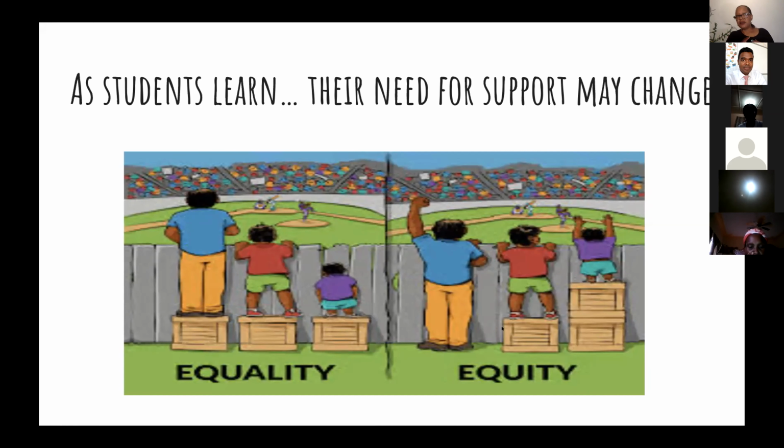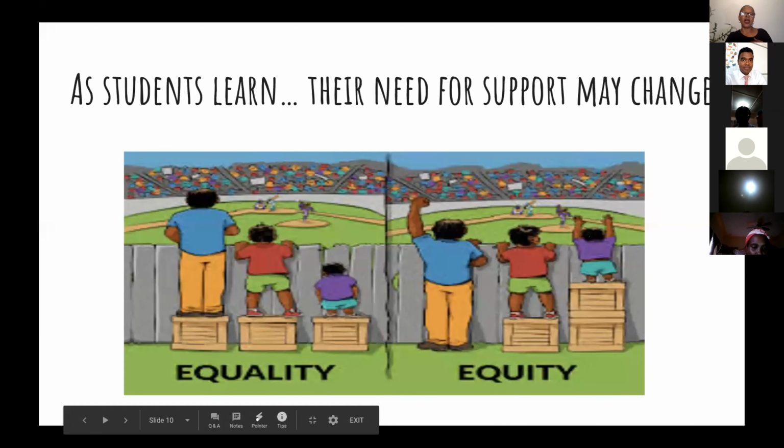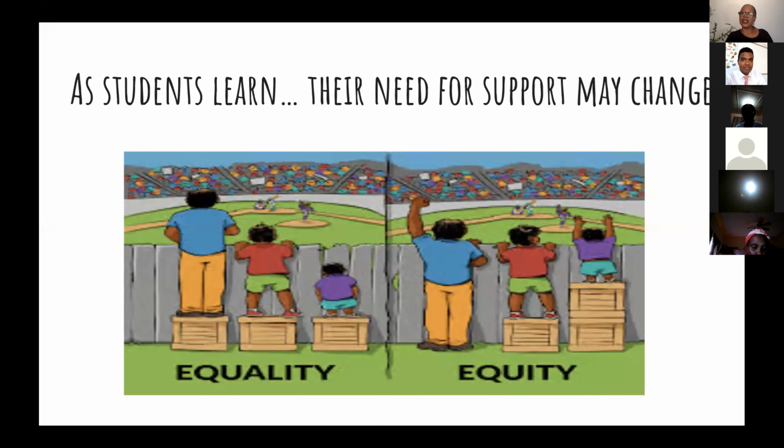And as teachers, as we implement these strategies, the need for support may change. As this little one gets a little bit taller, he won't need two crates to stand upon to look at the game, right? He may only need one.